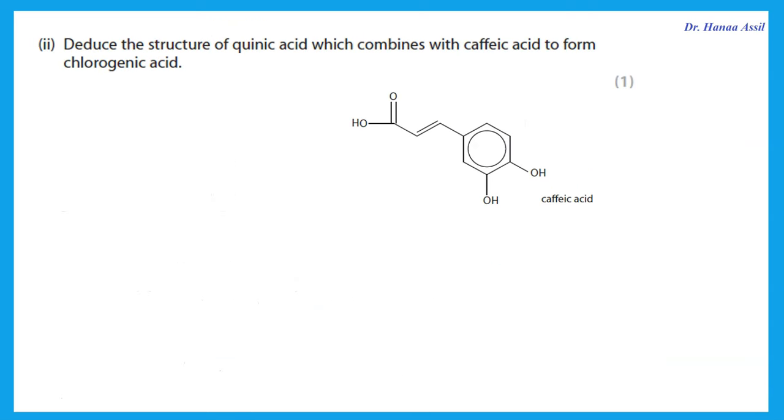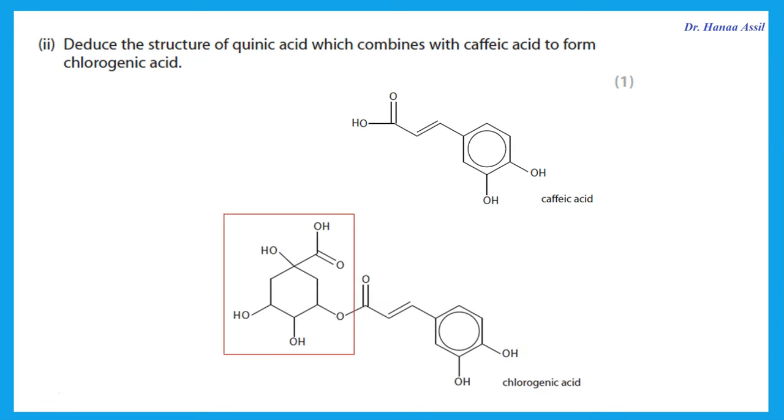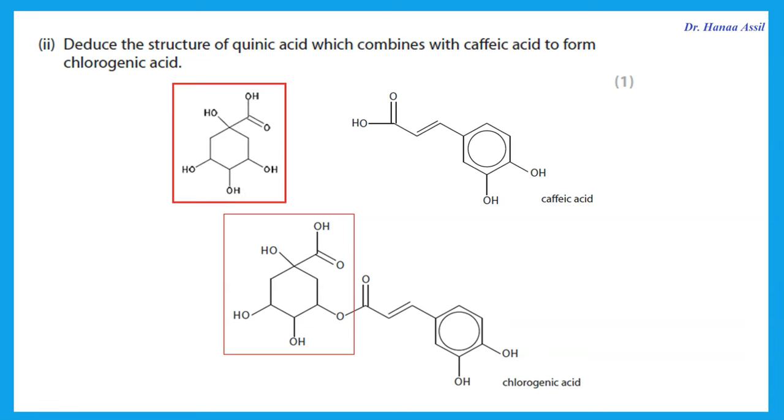Deduce the structure of quinic acid, which combines with caffeic acid to form chlorogenic acid. So we're given the structure of caffeic acid and we're given the structure of chlorogenic acid. Now, what do we want to react with the caffeic acid to get that product? We need that part, and that part would be in the form of an alcohol so that it reacts with the acid part of the caffeic acid to give that product.